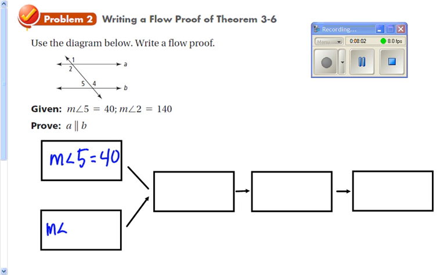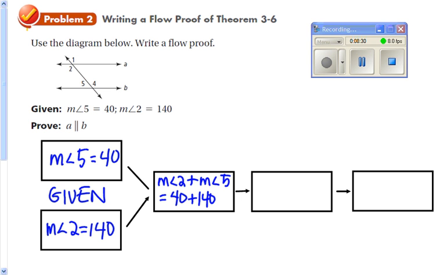And the measure of angle 2 equals 140. And those two things are given. From those, we get the measure of angle 2 plus the measure of angle 5 is equal to 40 plus 140, which is equal to 180. And that is the addition property of equality.